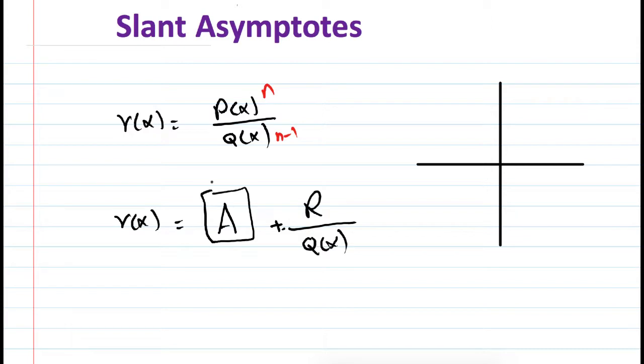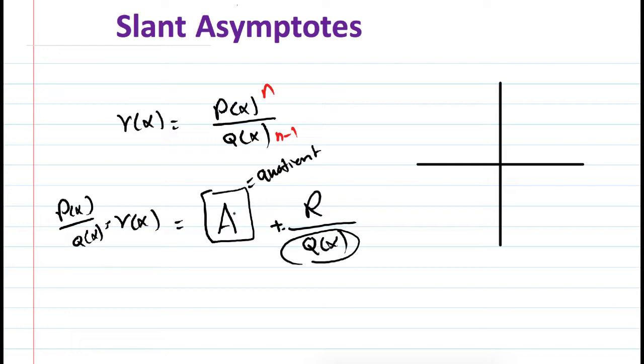When you divide p of x by q of x, p of x is the dividend and q of x is the divisor, which divides p of x. Then when you divide p of x by q of x, you always have a quotient. Suppose the quotient equals A, you have a remainder, and you have a divisor. This A right here, which is the quotient, is the equation of the slant asymptote.